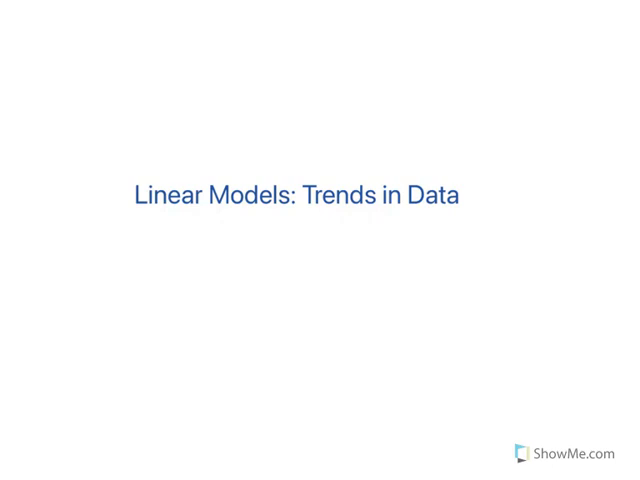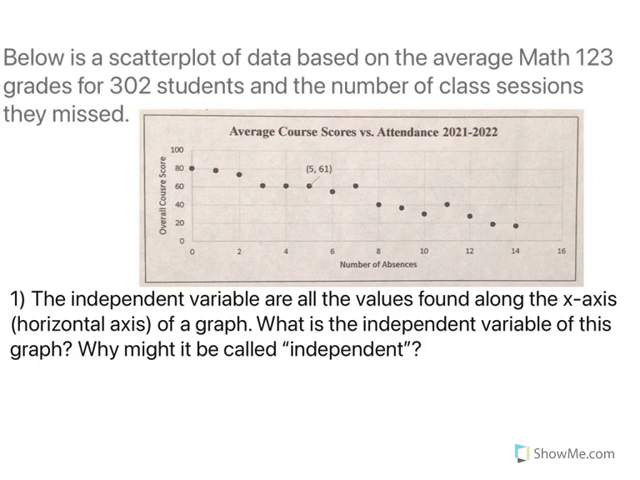Let's look at some linear models and base this on trends in some data. So below is a scatter plot of data based on the average Math 123 grades for 302 students and the number of class sessions they missed. So before we even really look at the questions, let's focus on the graph.